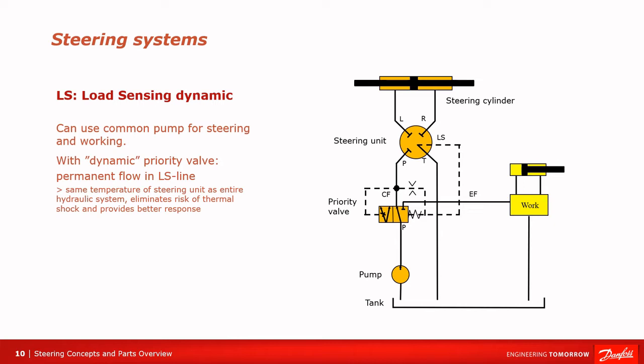The first is to avoid thermal shock. Thermal shock can happen in a cold environment when there is no flow to the steering unit. If we haven't steered for some time, the steering unit will become cold. When we steer, the warm oil meets the cold steering unit. This can cause different components to expand at different rates, which could cause them to seize. This constant flow prevents the steering unit from getting cold, and therefore prevents thermal shock. Another benefit of this flow is that it makes the steering response quicker.